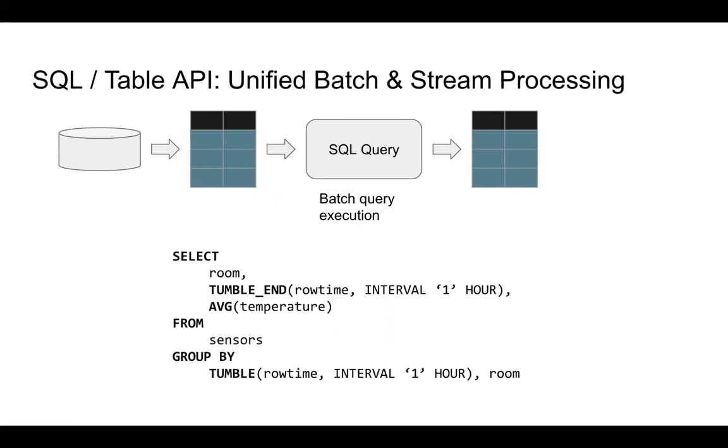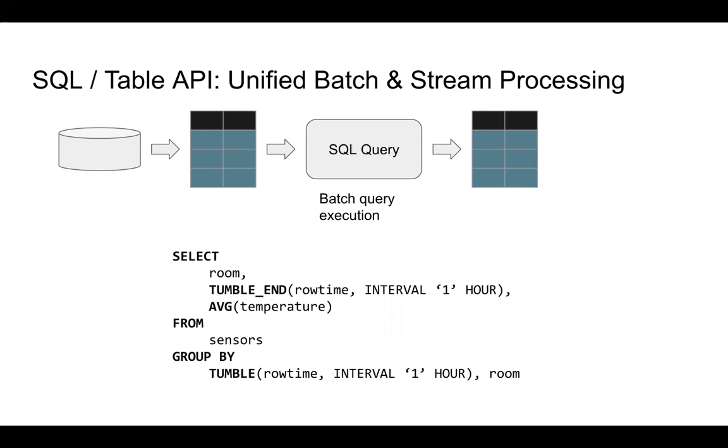You select from your sensors, which you group by, where you group your sensor readings into 1 hour windows using the tumble keyword and specifying the length of 1 hour, and the room. And then you select from this grouping the room, the end time of the window, and the average temperature. And once this is processed by Flink, which reads the input table, it produces an output table giving you the answer to your question.